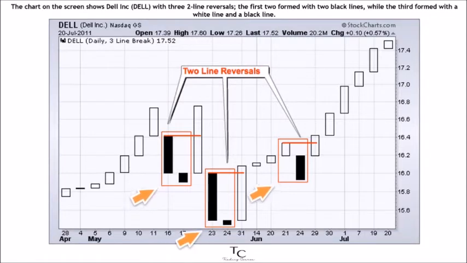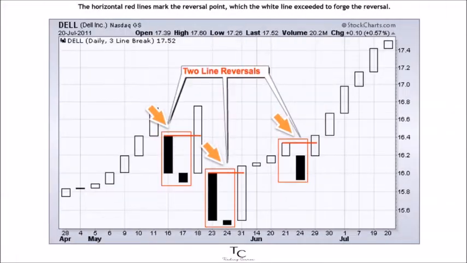The chart on the screen shows Dell Inc., Dell, with three two-line reversals, the first two formed with two black lines, while the third formed with a white line and a black line. The horizontal red lines mark the reversal point, which the white line exceeded to forge the reversal.